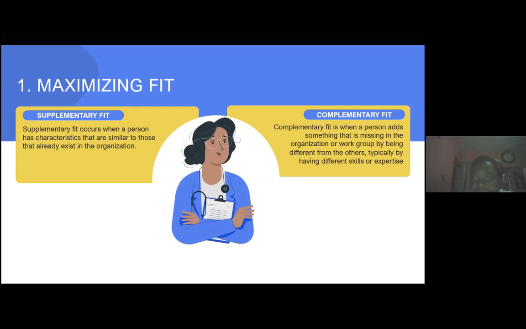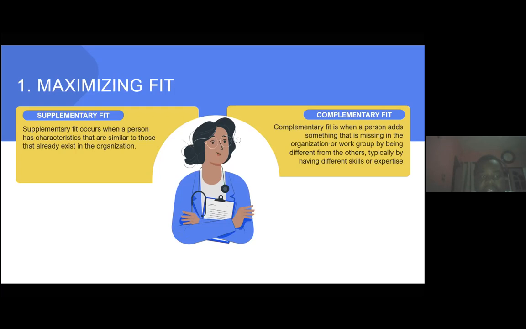The fits can be broken down into two: the supplementary fit and the complementary fit. So the complementary fit is when a person adds something that is missing in the organization or work group by being different from the others. So an employee may possess some knowledge or skill that a company needs. For example, an accounting firm may seek to hire a chartered accountant with expertise in high-tech accounting software systems to work with the existing core to upgrade the organization's business process.